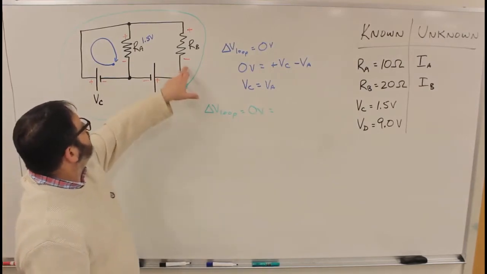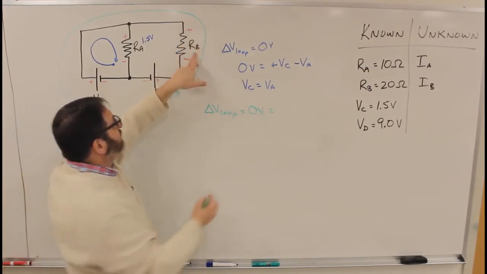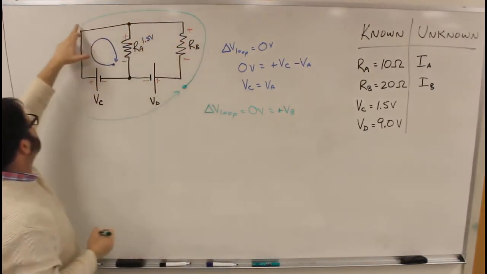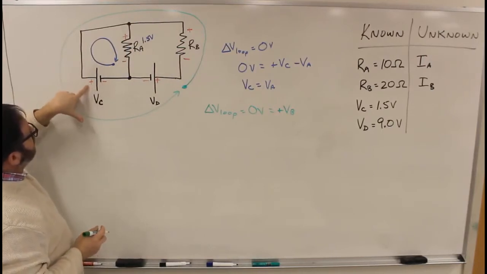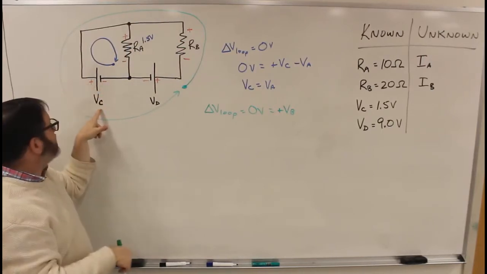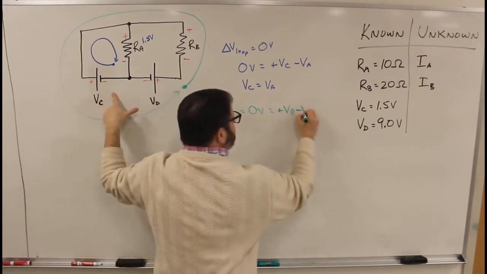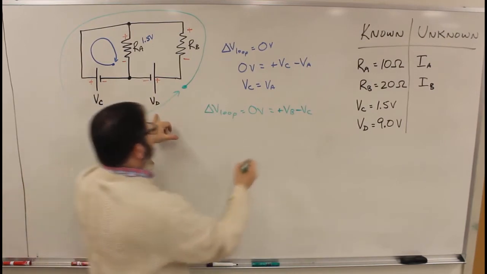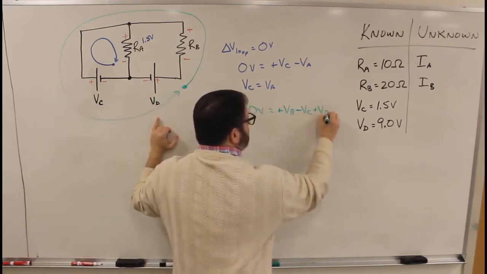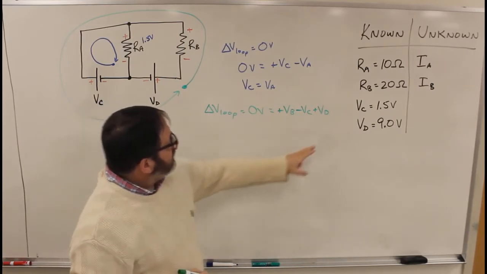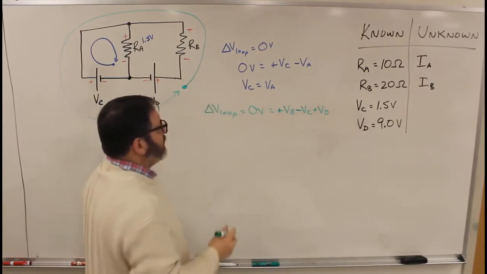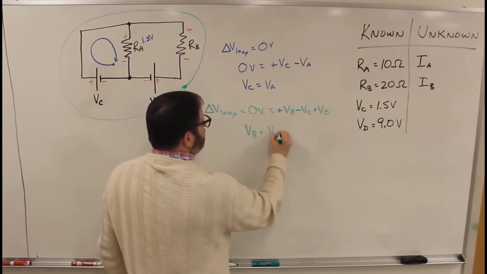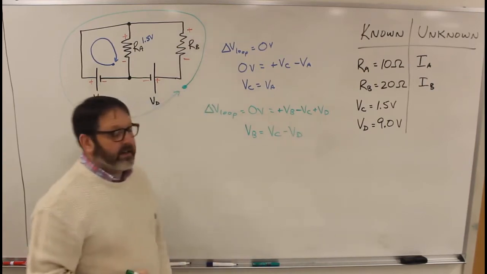Starting here, I go from the minus to the plus through RB. So that means I'm going plus VB. Nothing here, nothing here, nothing here. I go from plus to minus on the VC, so I'm going down through VC, minus VC. And here I'm going from minus to plus, so I'm going up through VD. I know what VC and VD are. I'm solving for VB. So rearranging this gives VB equals VC minus VD.